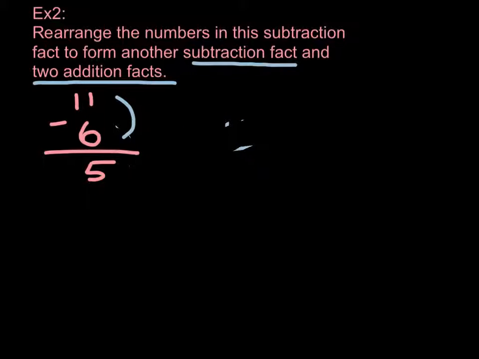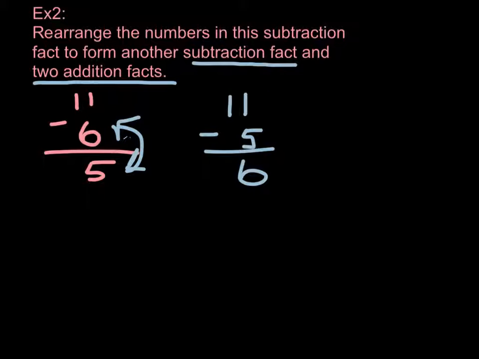But what I can do is switch these around, and I'm going to erase this part too so we don't get that confused here. So another subtraction fact would be 11 minus 5 is equal to 6. And notice I switched the 6 and the 5 around with subtraction. So now I have another subtraction fact.